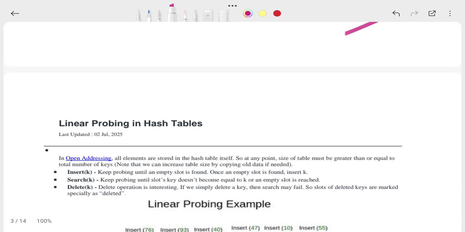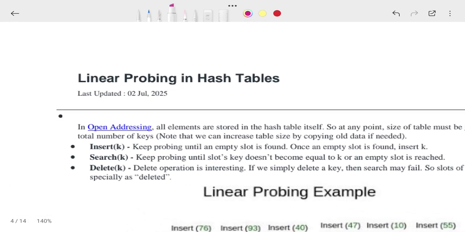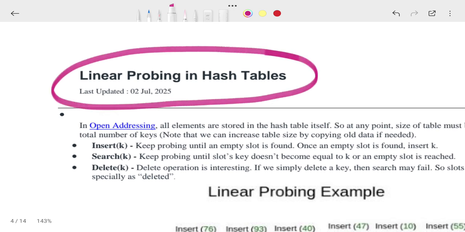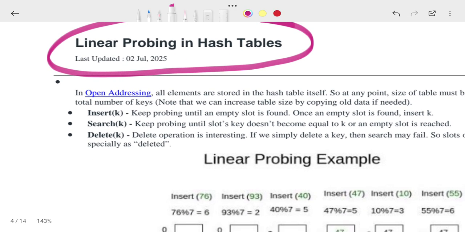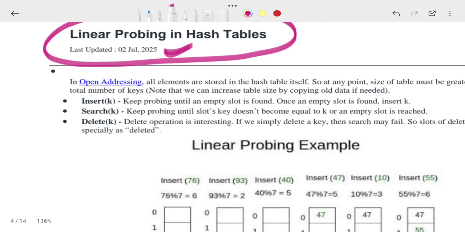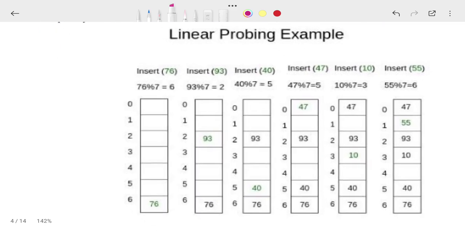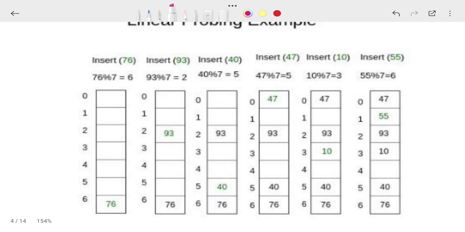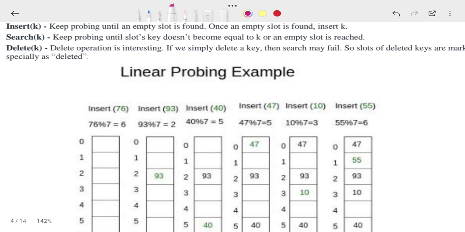Now I will come to another topic. This is very important. This is linear probing. What is the meaning of linear probing? This class I already taught. Linear probing is under open addressing. I will discuss it later. So now see here. Suppose we have this table, and this is my hash table under modulo 7 again.